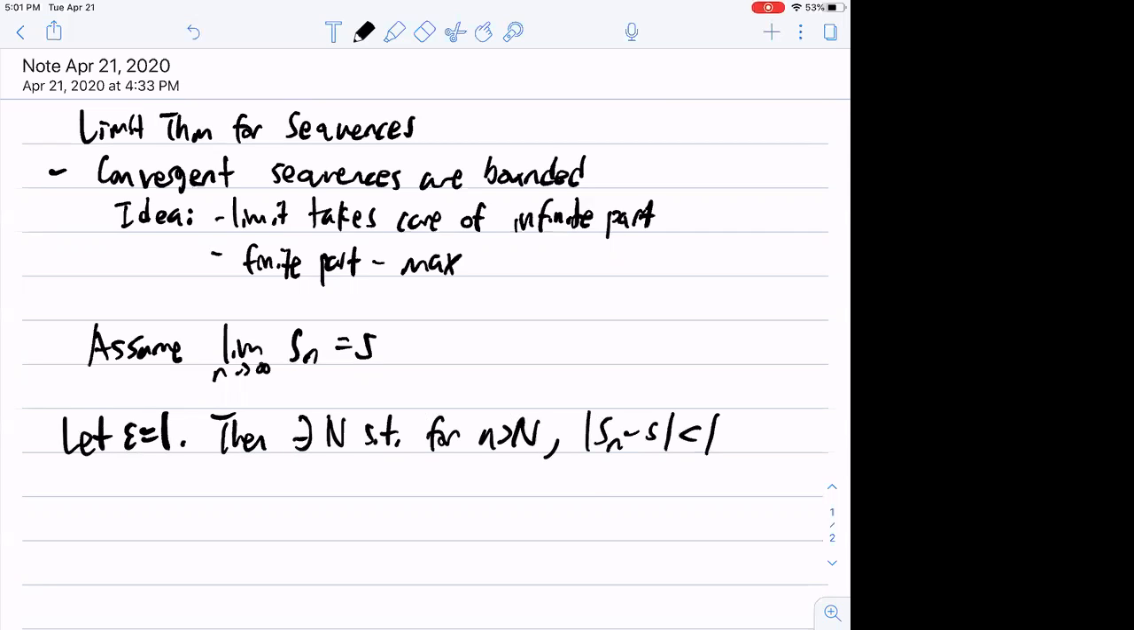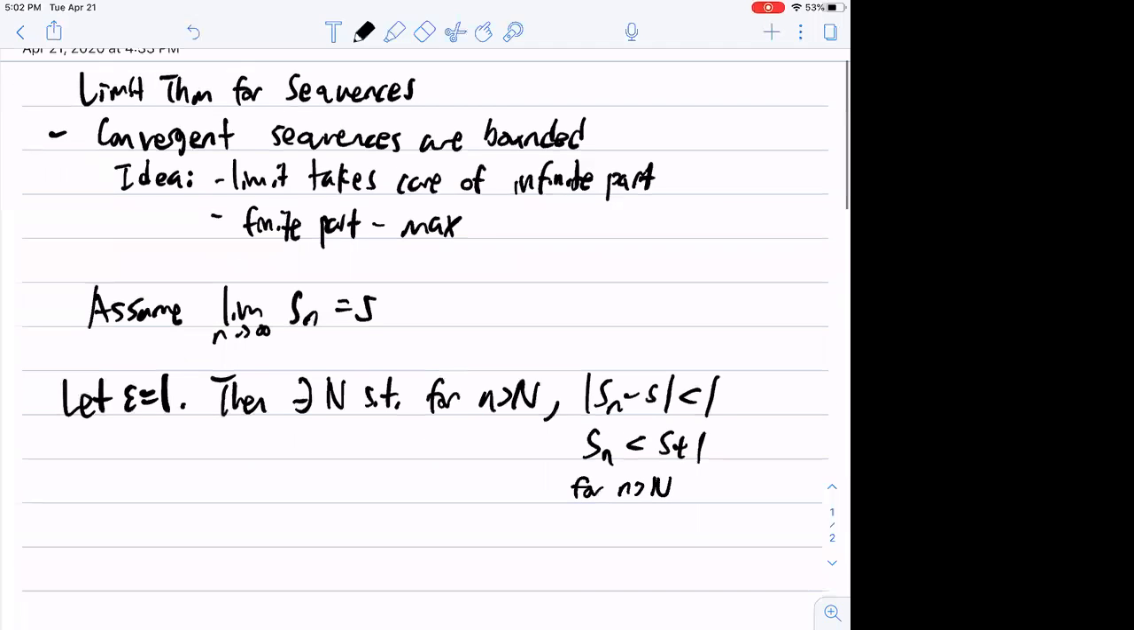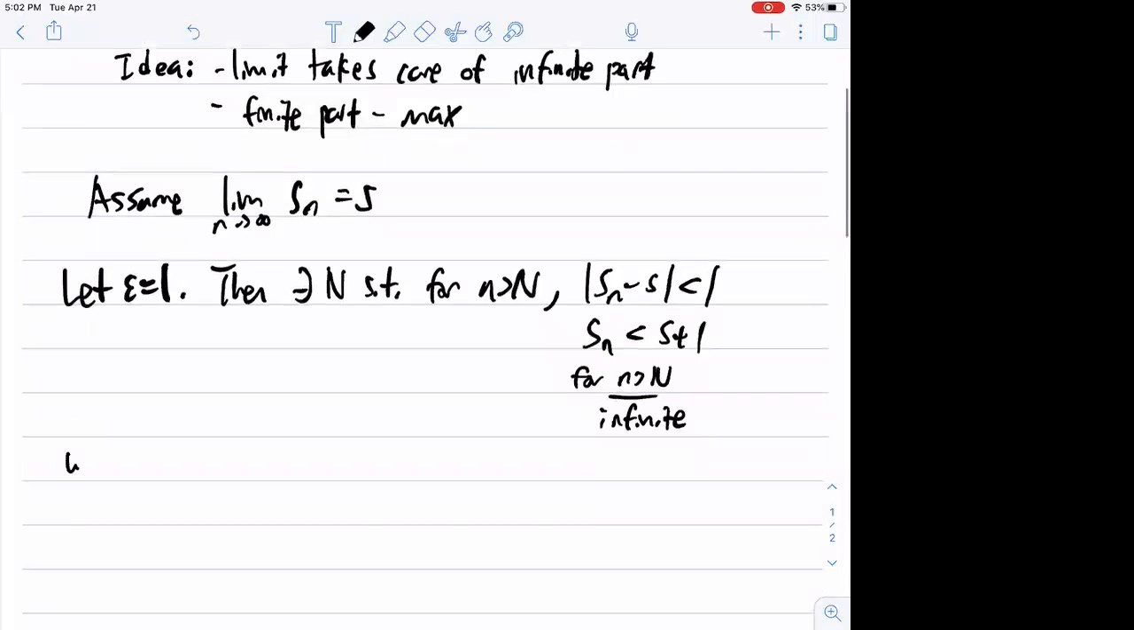1. So we see here that Sn is bounded by s plus 1, or 1 plus s, if you like, for n bigger than N. This is the infinite part I'm talking about, because there are infinitely many numbers bigger than N. And then you ask, what about the numbers less than or equal to N? Well, just take the max, because there are finitely many. I don't care what capital N is. All I know is that there are finitely many positive indices less than or equal to N.